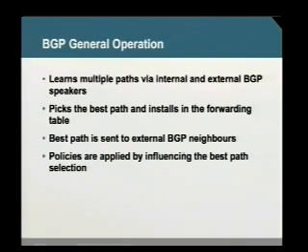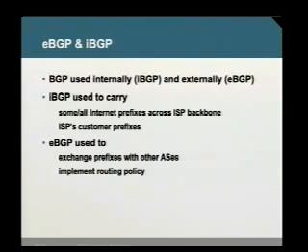The way you implement any policies, and I'll define what policies are in a while, the relationship between you and your other autonomous systems, is purely by influencing the best path selection. The best path selection is a set of rules. The way you implement policies between you and your neighbors is by changing some of these particular rules.